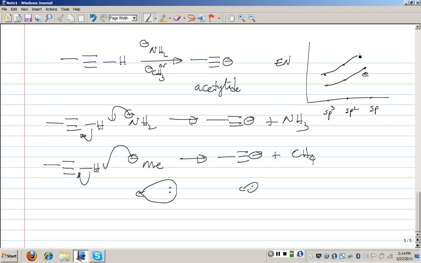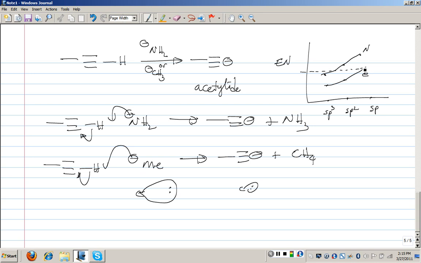But if I look at the profile, what I find is that sp hybridized carbon is actually more electronegative than sp3 hybridized nitrogen. And the reason this happens is because C and N are right next to each other in the periodic table. Okay?